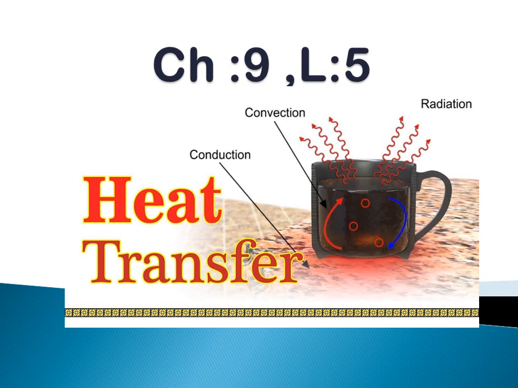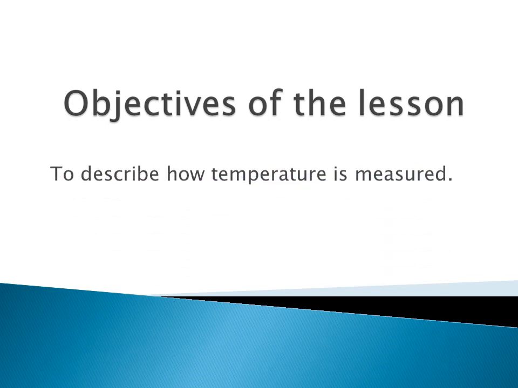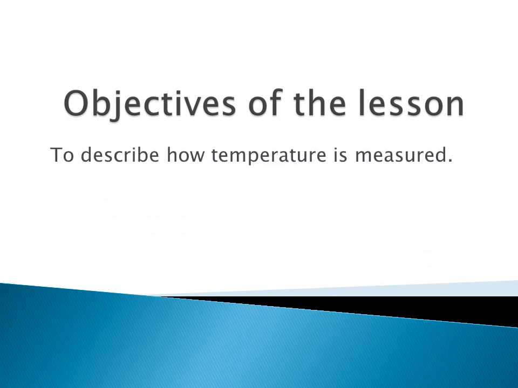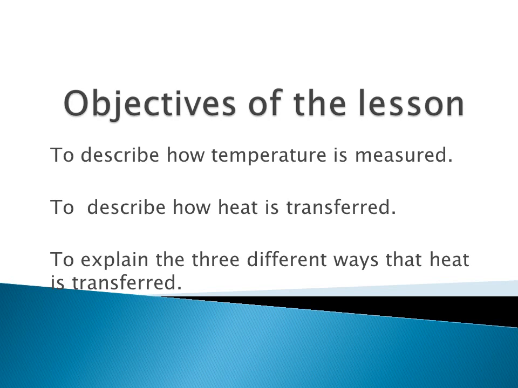This week we are discussing chapter 9, lesson 5 about heat transfer. So, what are the objectives of our lesson? To describe how temperature is measured, to describe how heat is transferred, to explain three different ways of heat transfer.